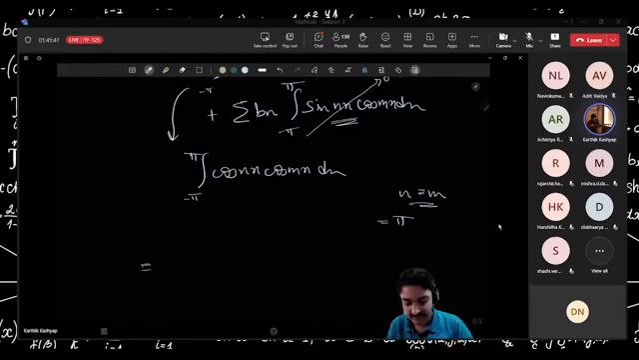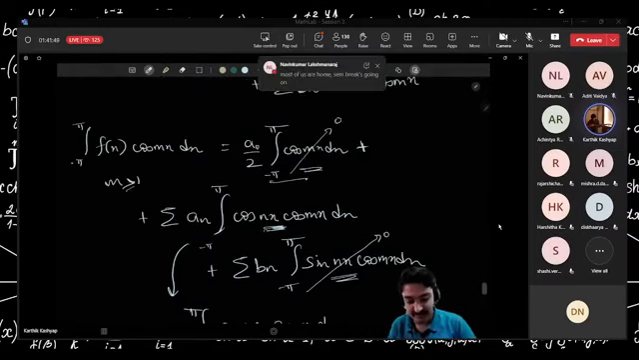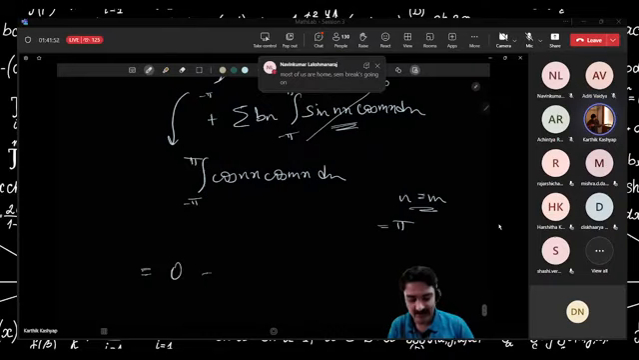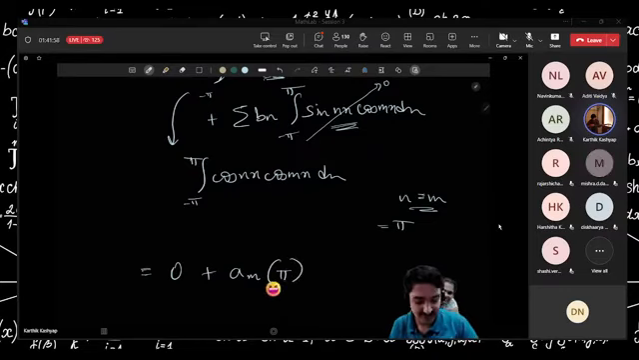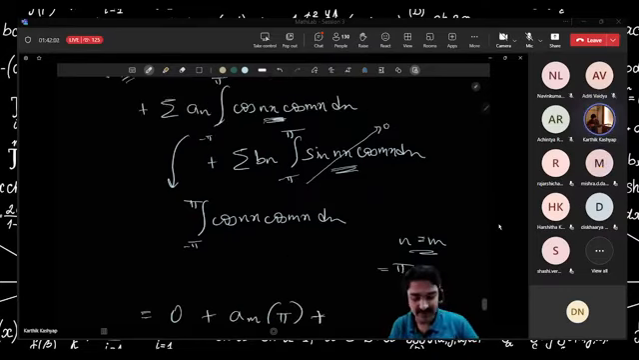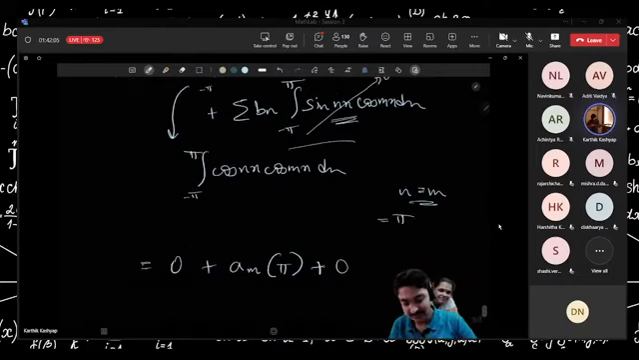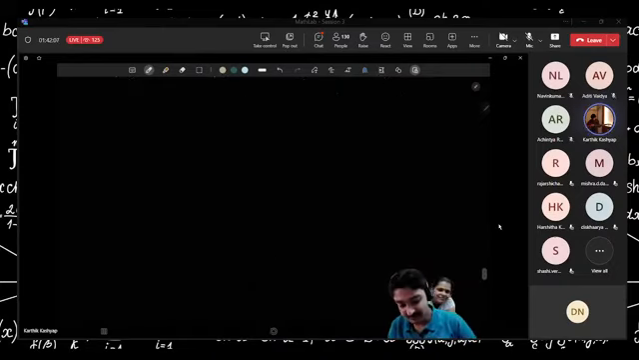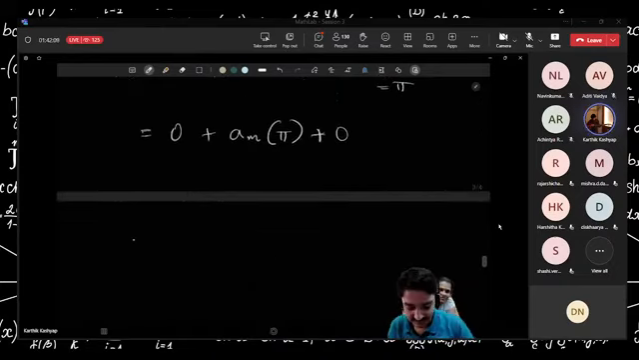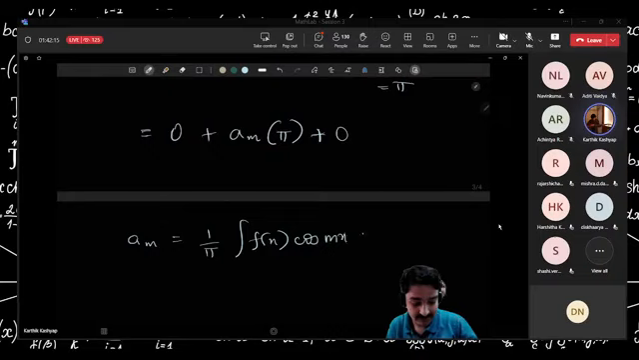So if we write this as an equality, the first term is 0. This is entirely 0, so we can write that as 0. And the only part in the second summation is am and pi, the integral value itself, plus this part, this summation is anyway 0 for all the terms. So this is what we get. So sorry, if we send pi to the other side, we get am is equal to 1 by pi times the integral from minus pi to pi of f of x cos mx dx.